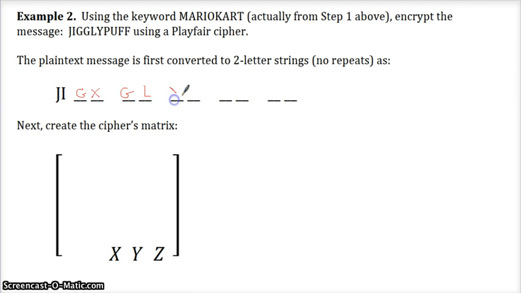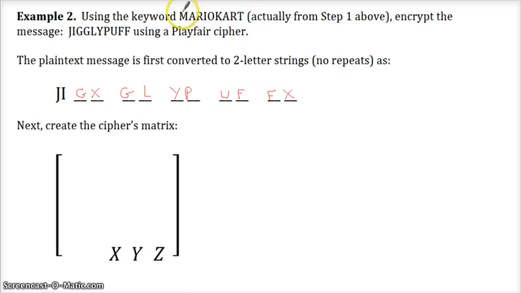L, Y, P, U, F, F. This FF doesn't need to have an X in between because it's in two different pairs anyway. Basically each one of these pairs has to be two different letters. You can never have the same letter twice in a pair because, if you think about the rules, that just doesn't make sense. Okay, create the cipher's matrix.